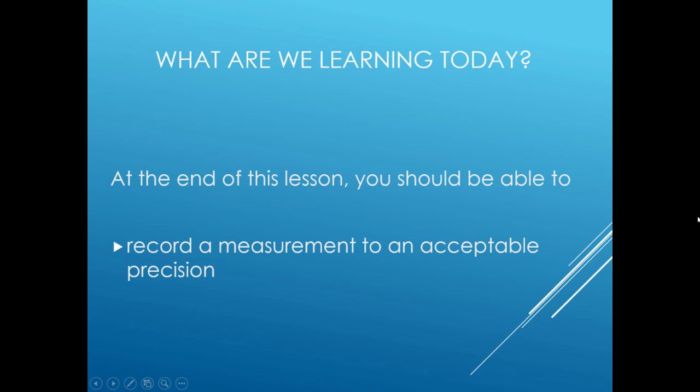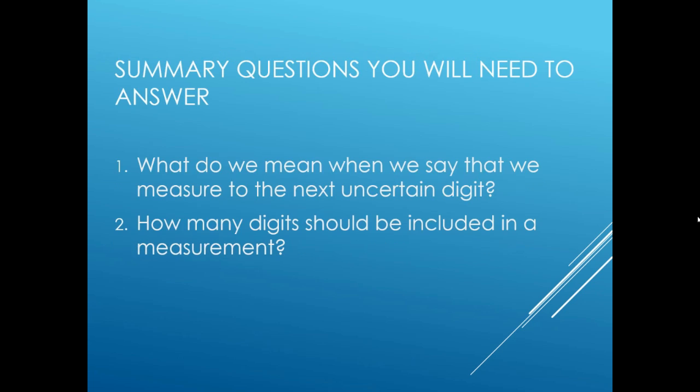So at the end of this lesson, you should be able to record a measurement to an acceptable precision. That's the goal of our lesson today. So as you're going through this, keep in mind, what do we mean when we say that we measure to the next uncertain digit, and how many digits should be included in a measurement?